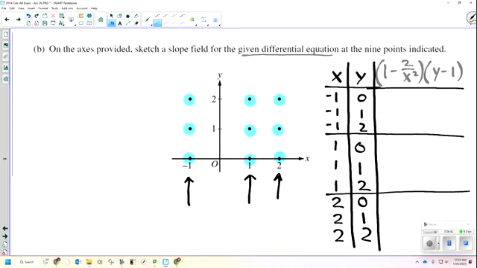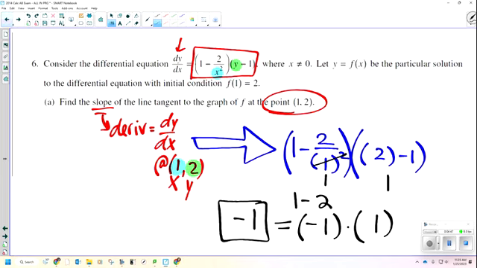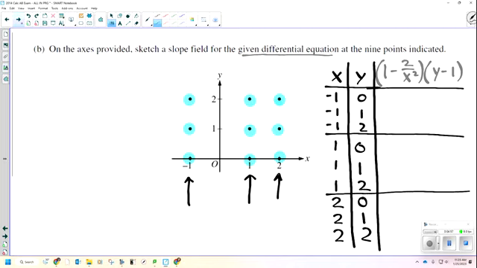Now, if we go back to 6a, we just figured out the slope, negative 1. That's at the point (1, 2). So let's go ahead and fill that in. When x is 1 and y is 2 right here, we know we should end up with a negative 1 for my slope. That's nice that they did that for us. But that's just so nice.